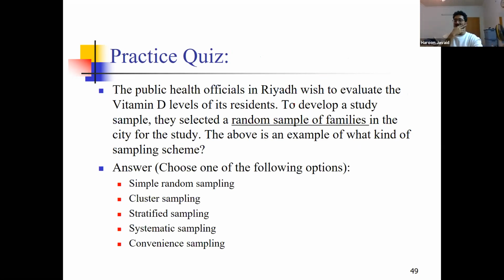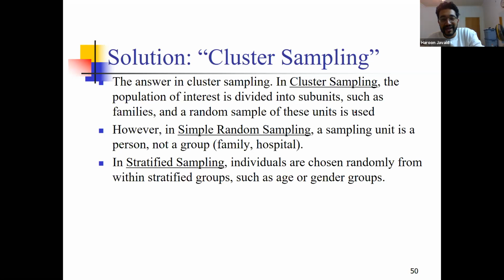Okay, so now we have a practice quiz, same question. What do you guys think? I will give you a hint. Thank you. Cluster, okay? So the answer is clustering.